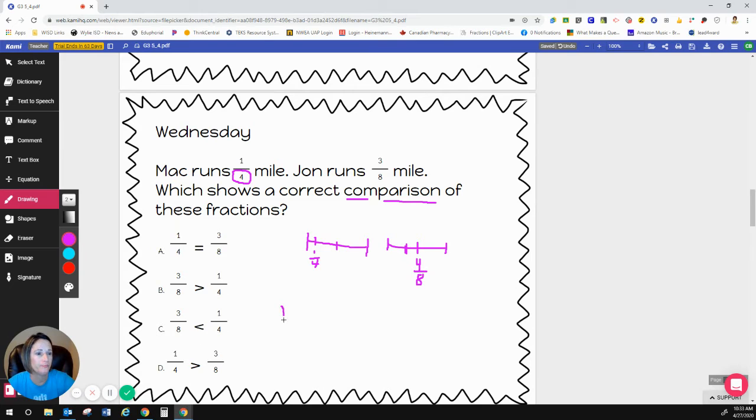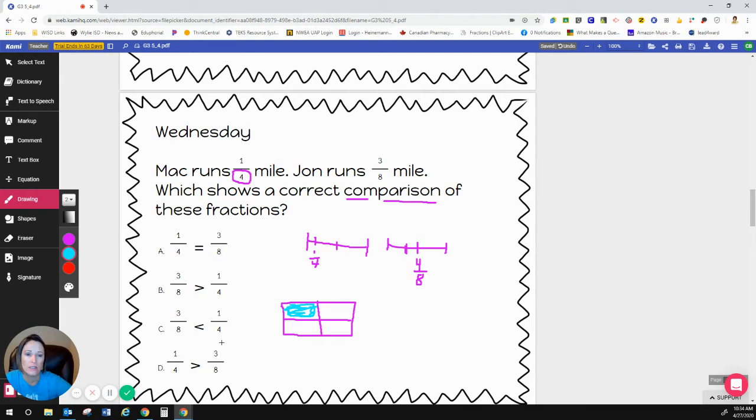So I've got the first mile, and it's partitioned into fourths. So we're going to do that. I want you to draw that out, and I want you to shade in 1/4. Okay. So there's 1/4.